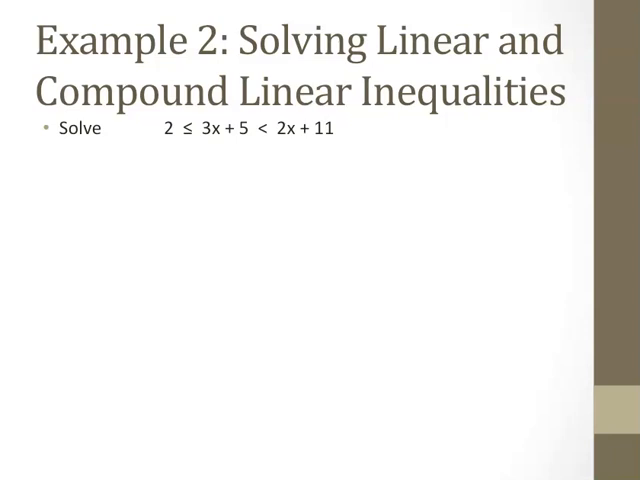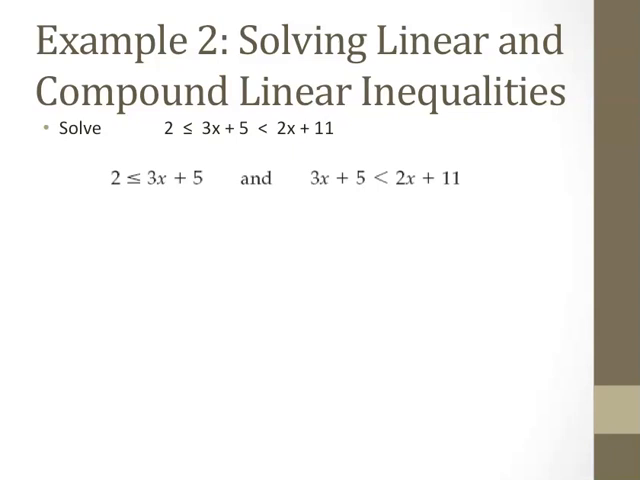What we're going to do is split this up into two separate inequalities and solve them before putting it back together. So I'm going to split it up into 2 is less than or equal to 3x plus 5, and 3x plus 5 is less than 2x plus 11. I'm going to solve each inequality, and I know that both of them are going to have to be true, and so we'll write an inequality that combines both of our solutions.